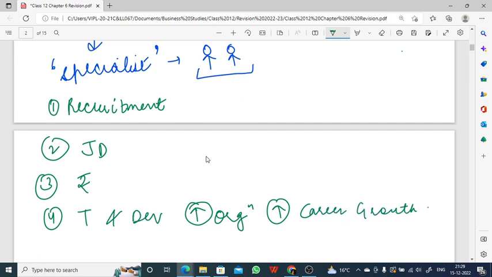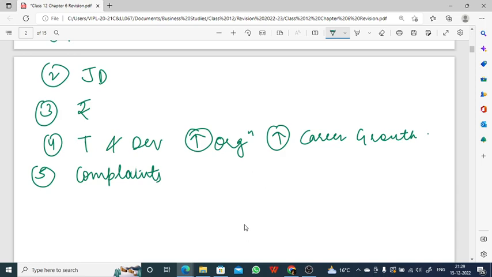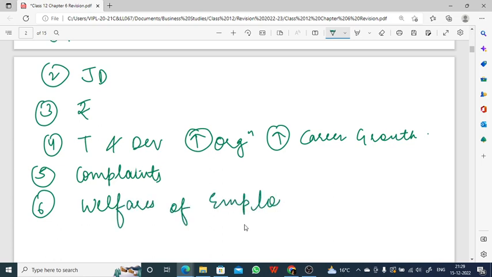Correct? In case the people who have joined the organization have any problems or any complaints, that also needs to be acknowledged and handled. Plus, in case there is some welfare required for the employees, that also needs to be taken care of by whom? By again, human resource department.